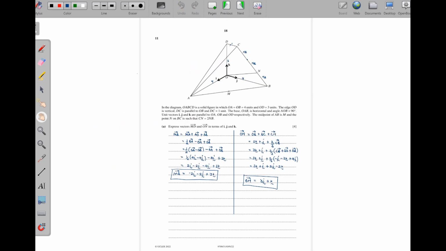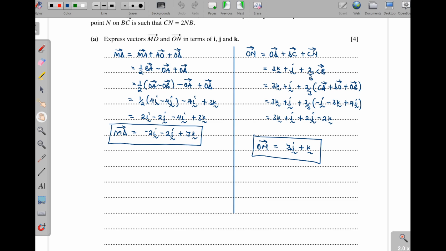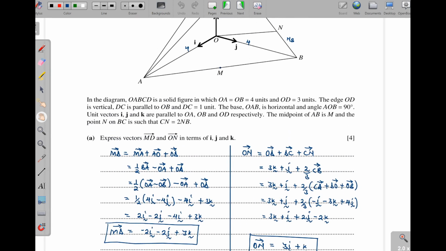We can trace it back here. OM, from O to M, will be 4I plus AM. But right from here, we got our BA as OA minus OB. Now, when I'm finding AB, that one is going to be BA minus OA. So it will be 4J minus 4I. Okay.